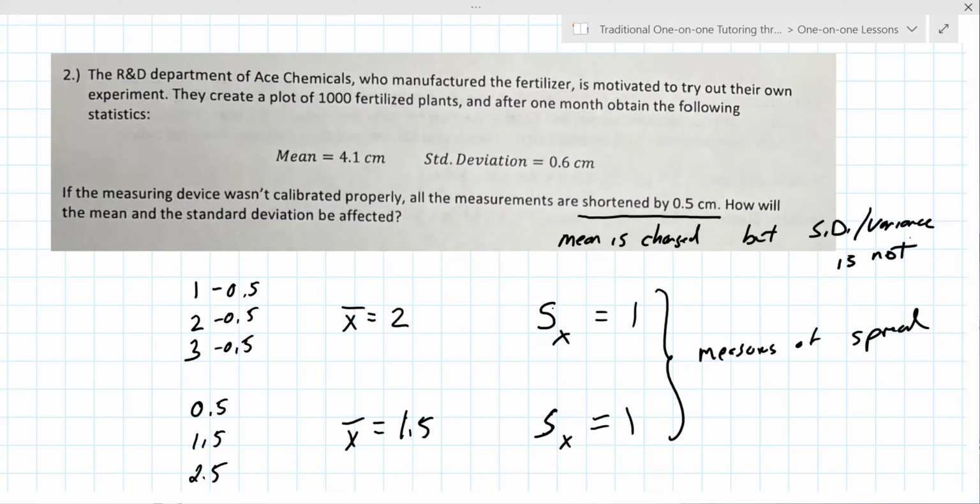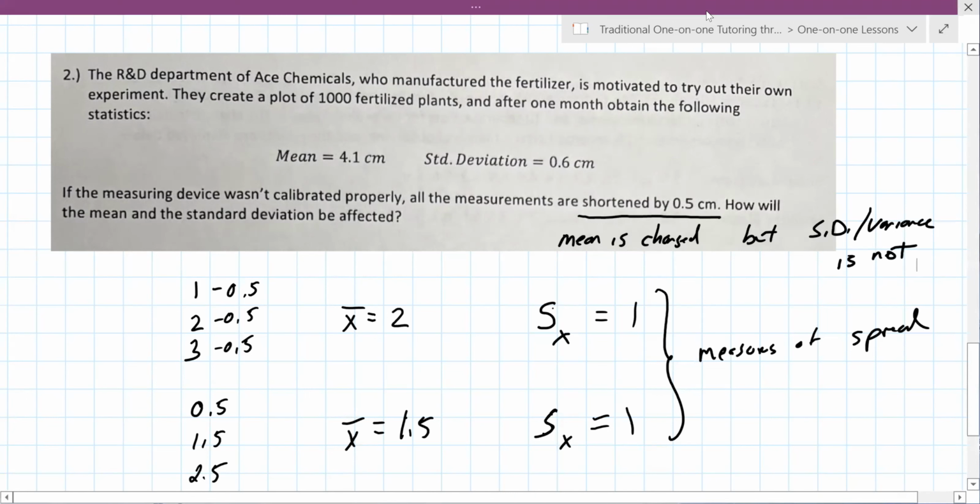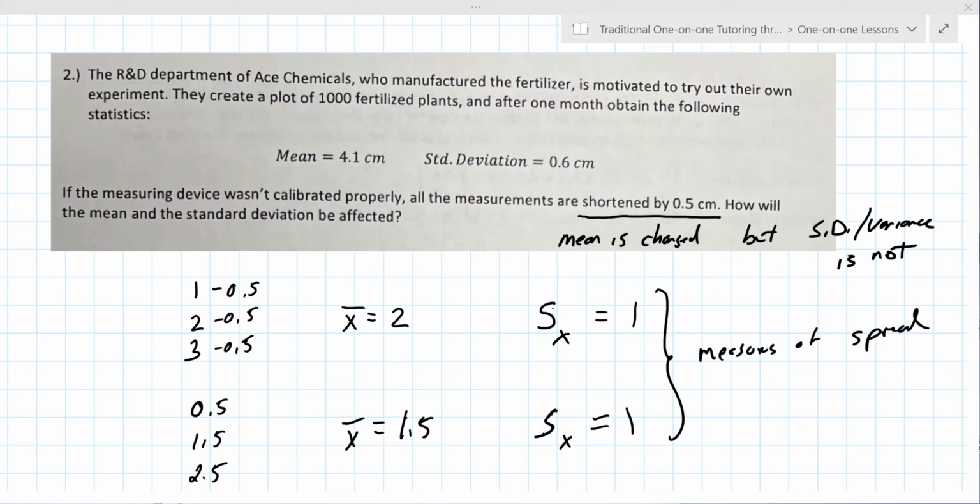Is that okay? Yeah. All right. So if you were to get a problem on a quiz that says it was increased by 3, you would say that the mean is changed. It changes by whatever amount this is, but the standard deviation does not. Okay.